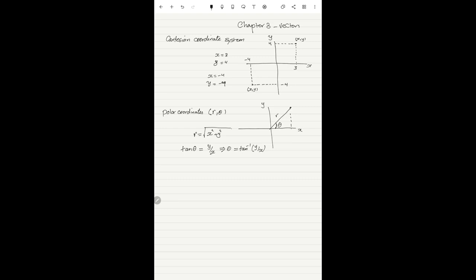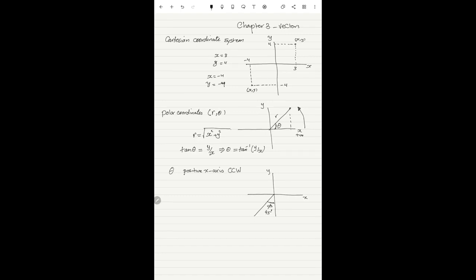It's very important to mention that theta is measured from the positive x-axis counterclockwise. This is theta here. It's measured from the positive x-axis counterclockwise. Let's take another example. If we have here x and y coordinates, and this is r, and if this angle is phi, let's name it phi, equal to 45 degrees, in this case, represent this in polar coordinates, r and theta. Let's say the point is equal to minus 3 and minus 4.